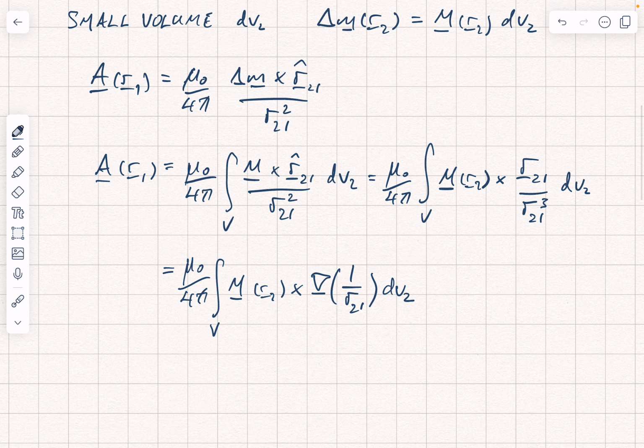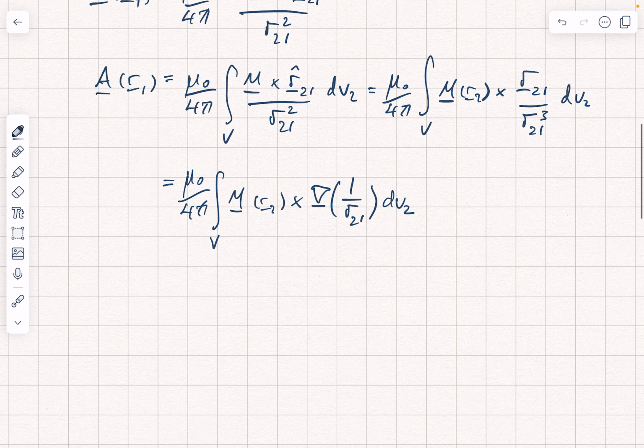Now this should start to look very familiar, because this is what we did with the polarization charge densities. We didn't have a cross product, we had a dot product, but again we used the gradient, and then we used a result from vector calculus, and we're going to do the same thing again here.